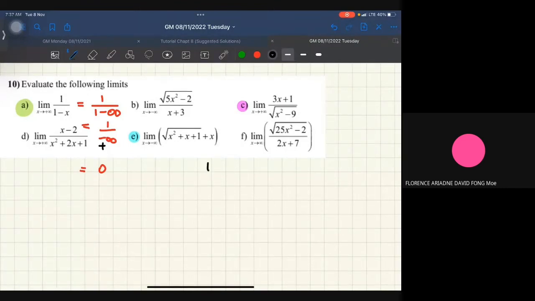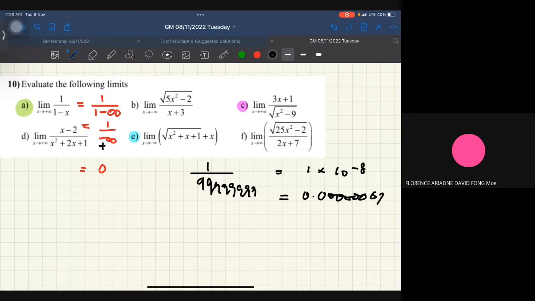Contoh, saya ada satu, bahagikan dengan 999999999. Contoh. Okay, so saya akan dapat jawapan. 1, 2, 3, 4, 5, 6, 7, 8. Okay, so jawapan saya adalah 1 times 10 power of negative 8. So kalau ikutkan 1 times 10 power of negative 8 is equals to 0.000000001. Okay, so this number is very very close to 0.